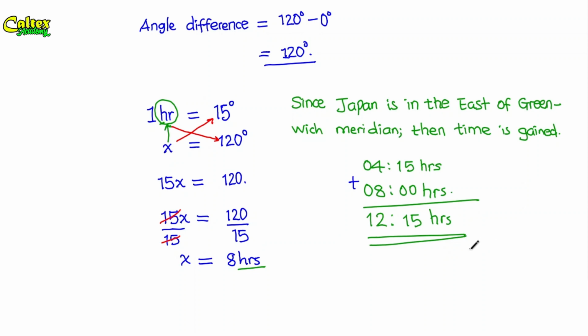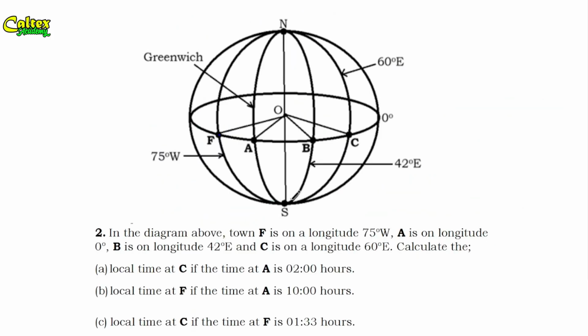And let's move on to question number 2. In question number 2, it says, in the diagram above, town F is on longitude 75 degrees west. So we can see from this globe, 75 degrees west is where we get our F here. A is on a longitude 0 degrees. So A is here, and this is our longitude. I think the degree is not given, so we can go ahead and indicate it here that this is 0 degrees. And that is our Greenwich.